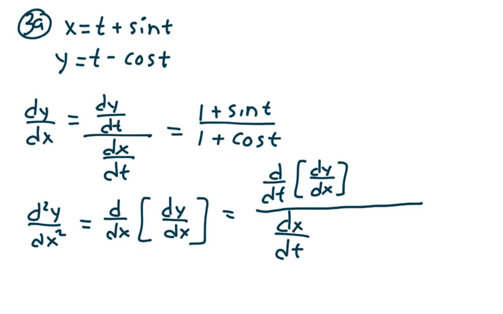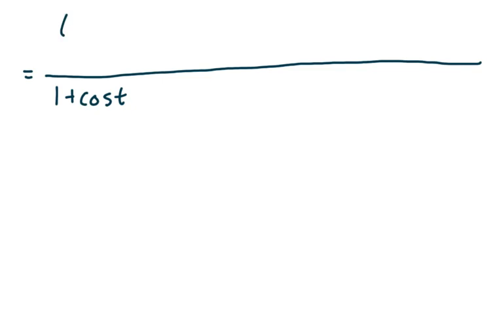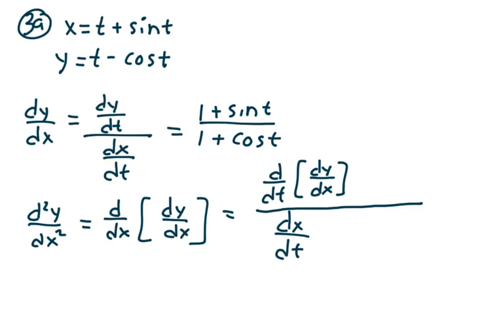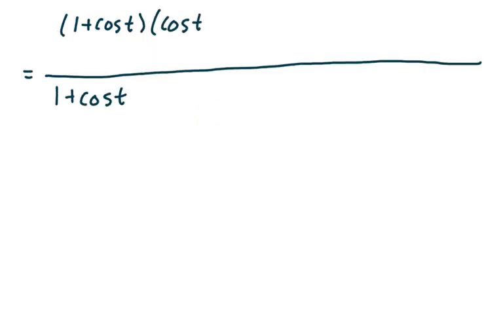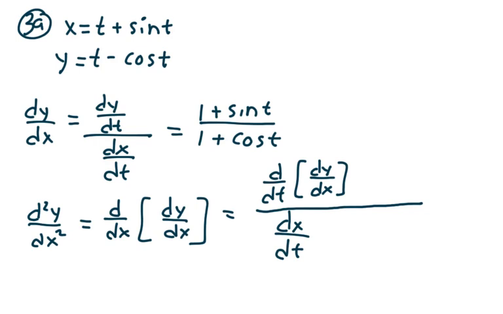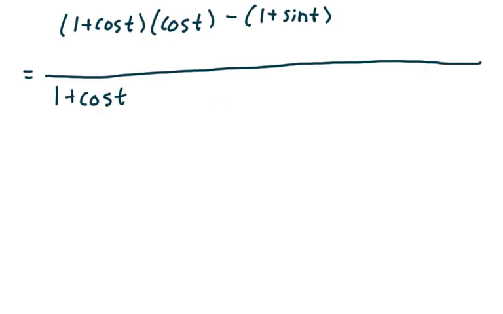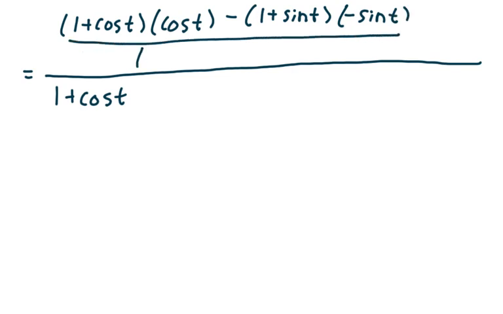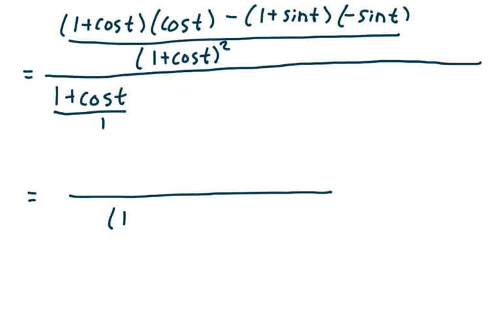So I'm going to take the bottom, which is 1 plus cosine t, and I'm going to multiply by the derivative of the top, which is cosine t, minus the top, which is 1 plus sine of t, right? And I'm going to multiply by the derivative of the bottom, which is negative sine t, and I'm going to divide by 1 plus cosine t squared. And we could pretend like this one's over 1, right? And so how do we simplify this? The denominator is 1 plus cosine t cubed.